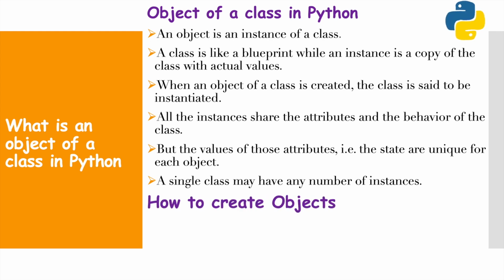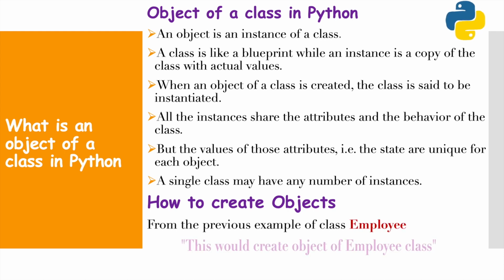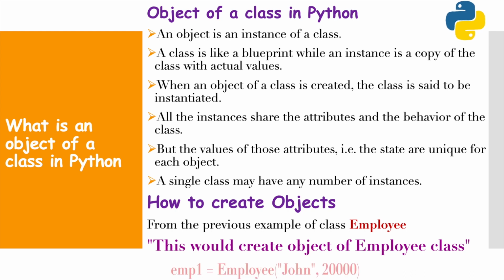So now how to create objects? We are going to see from the previous class example of employee. So this would create an object of employee class. So to create an instance of a class, you call the class using the class name and pass whatever arguments the init method was expecting. So init method was expecting the name and salary of the employee. So you give the name of the object as employee1 and you provide all the parameters that the init method was expecting. So this is the way you create the object of a class in Python.